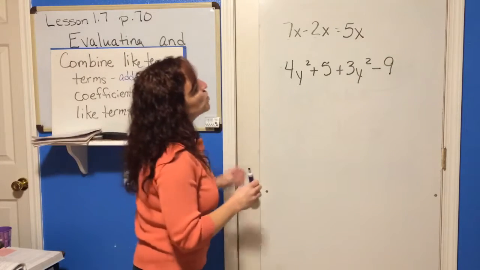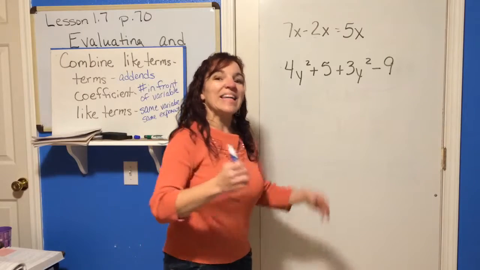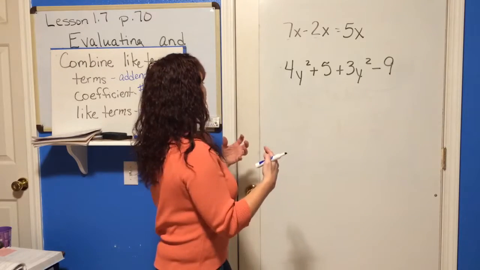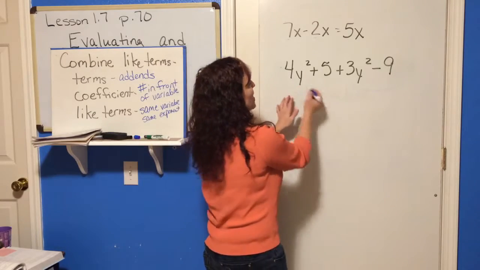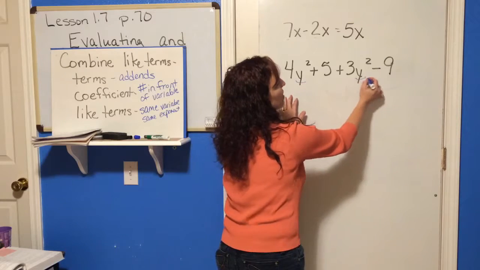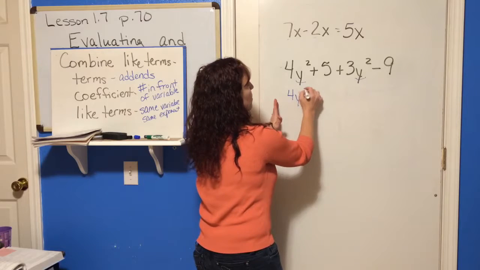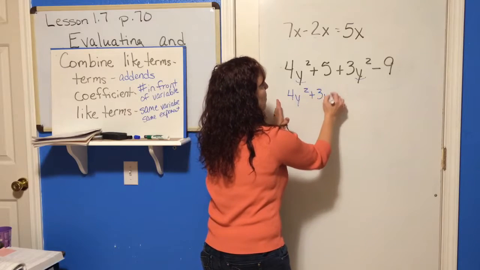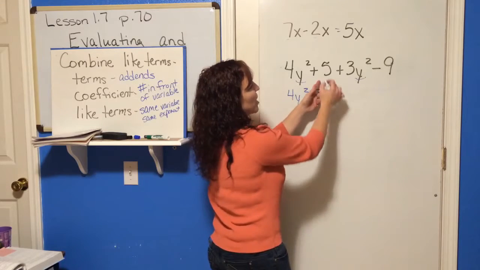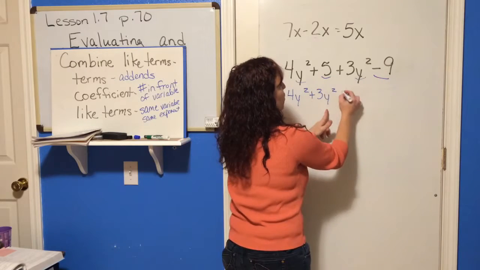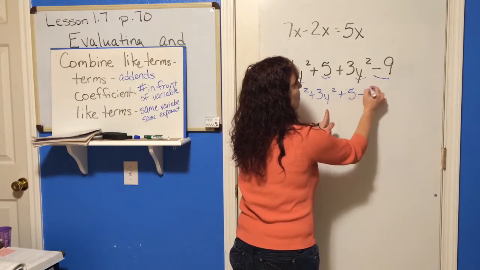Because what we're going to do is we can only combine like terms. So we're looking for the things that are alike. I see y squared here and I see y squared here, so I can put those together. And I see a constant and a constant, so I can put those together here.